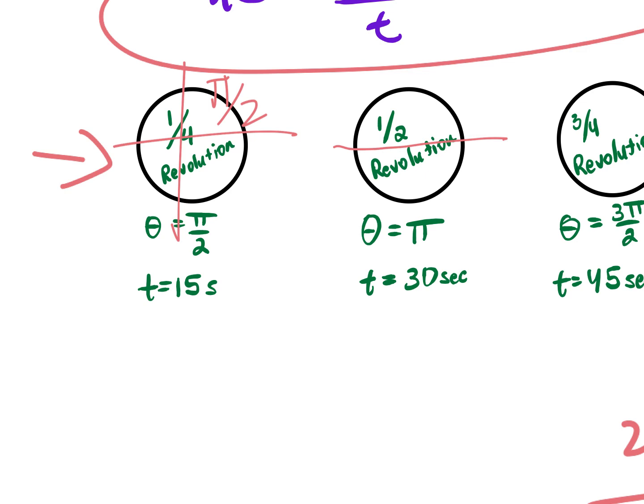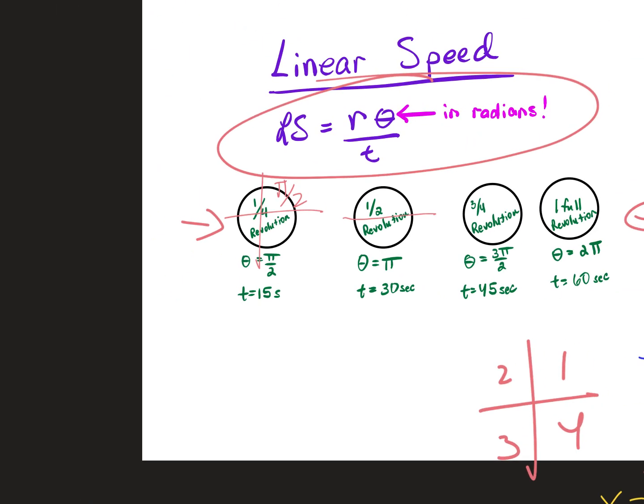If you cut a clock into 4 pieces, how many seconds are in a quarter of those? 15. 60 divided by 4. You guys have to know that. We went over that in one of the lessons. Go back and look at the video. All right?